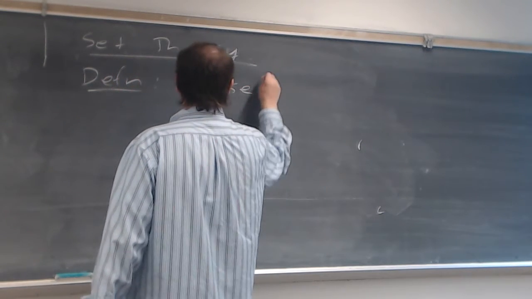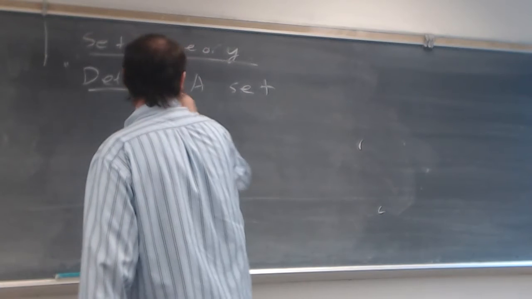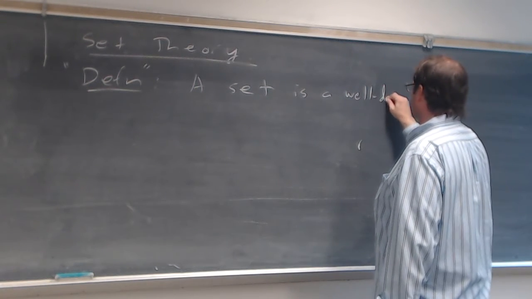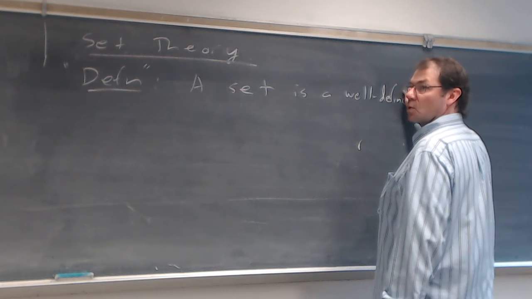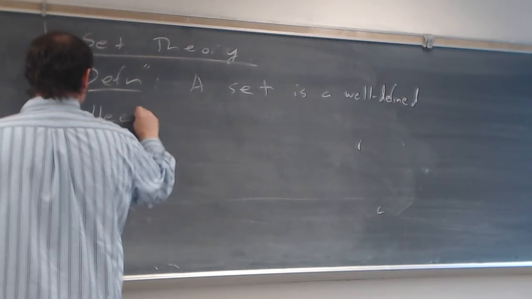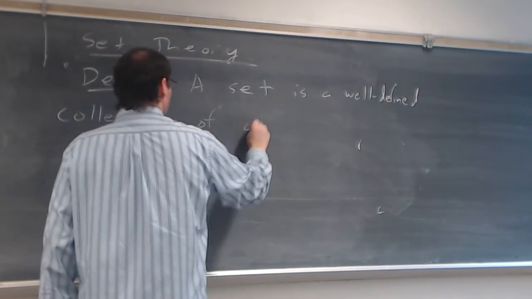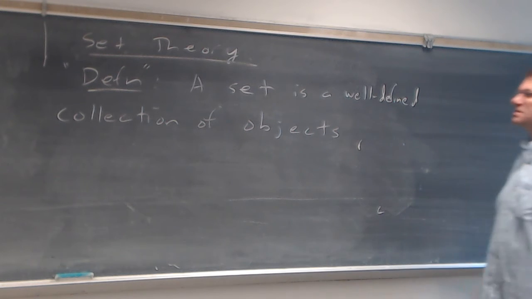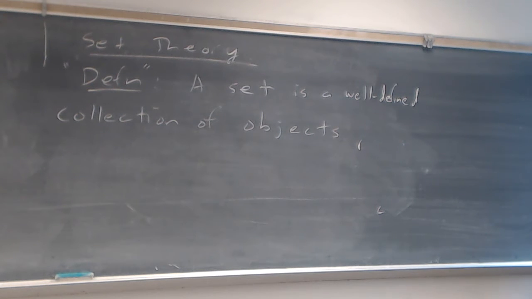As a definition, a set, I'm going to put this definition in quotes, is a well-defined collection of objects. The key phrase in this definition is well-defined. By well-defined, what we mean is that given an object, it's clear whether the object is in the set or not.